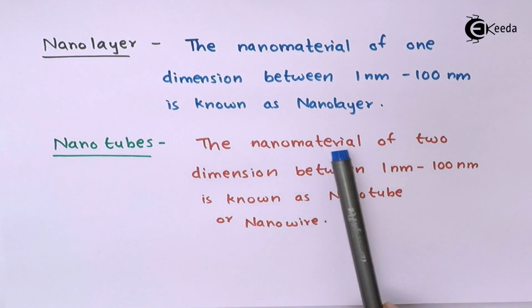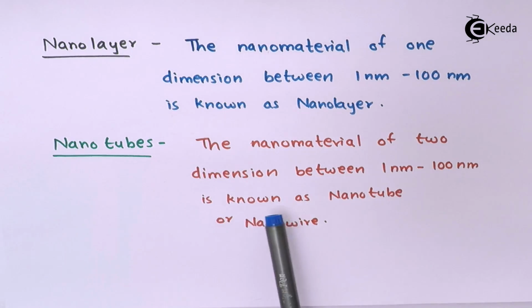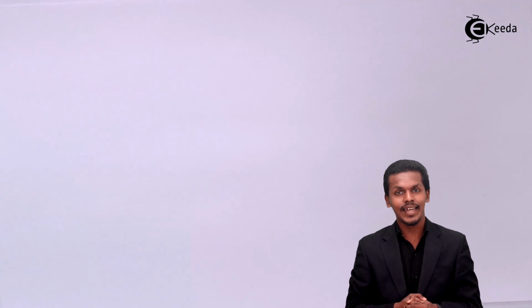that is the nanomaterial of two dimensions between 1 nanometer to 10 to 2 nanometer, known as nanotube or nanowire. Talking about the next one, that is nanoparticles. What are nanoparticles? Let us understand that also.